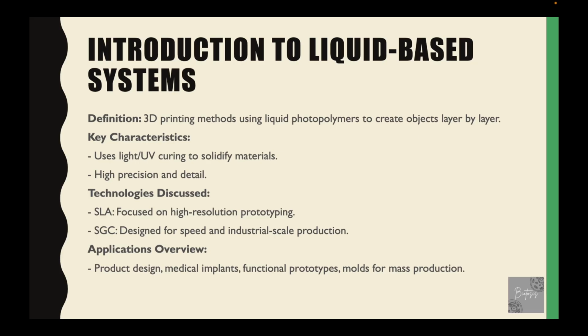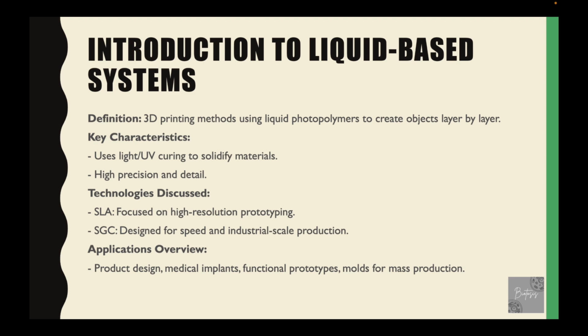This unit is focused on liquid-based systems, which is SLA and SGC. Here, we are talking about systems that use liquid photopolymers to create objects in a layer by layer fashion. The key characteristics are that they use light, UV rays, lasers to solidify material, and they're very high precision and detail oriented. SLA focuses on high resolution and SGC focuses on speed and industrial scale production.